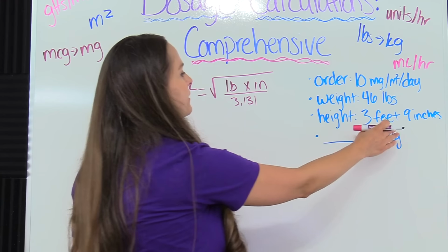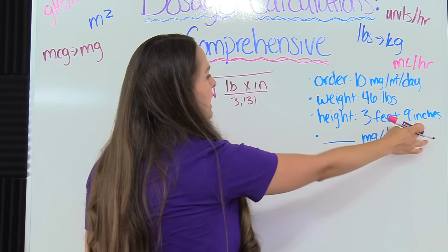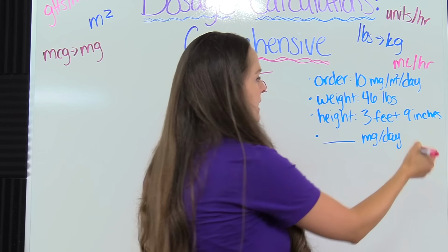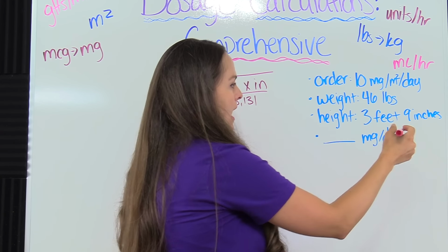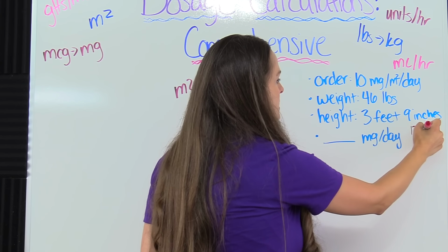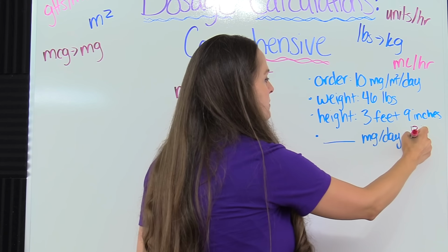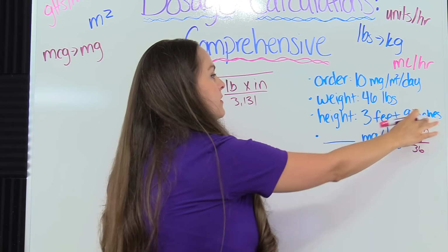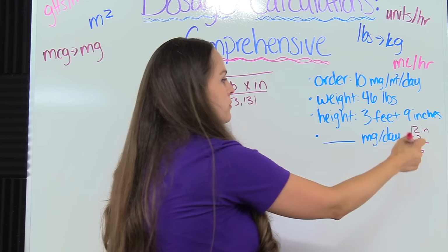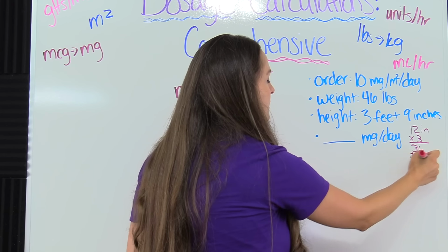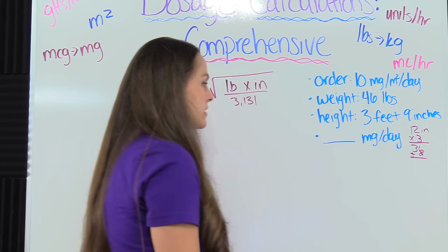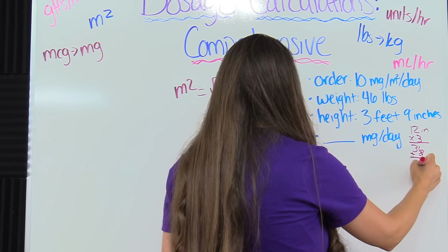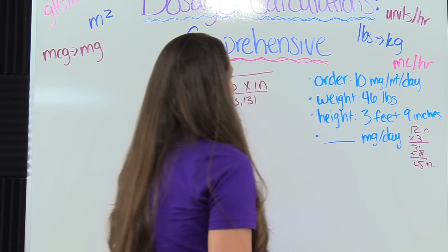So let's go ahead and convert this. We have 3 feet 9 inches. We need it all in inches. So let's go ahead and just figure that out. We know that there are 12 inches in a foot. So 12 times 3 gives us 36. But they're 3 foot 9, so we're going to go ahead and add 9 because that's how many leftover inches we have. So 36 plus 9 is 45. So our patient is 45 inches.